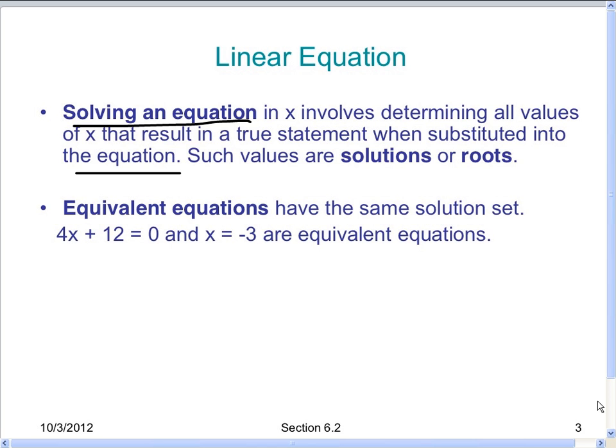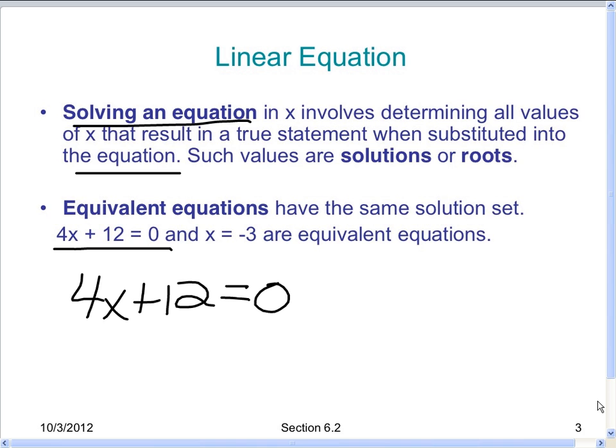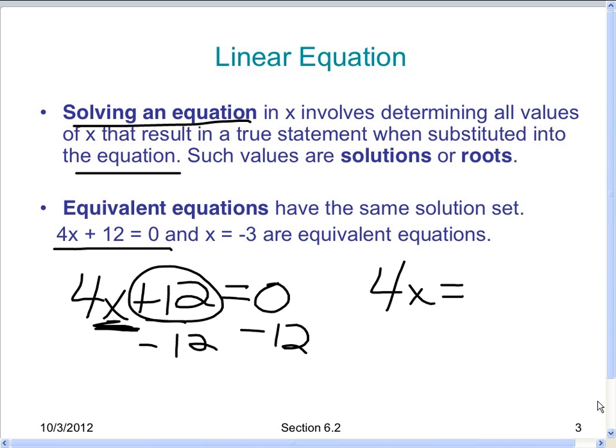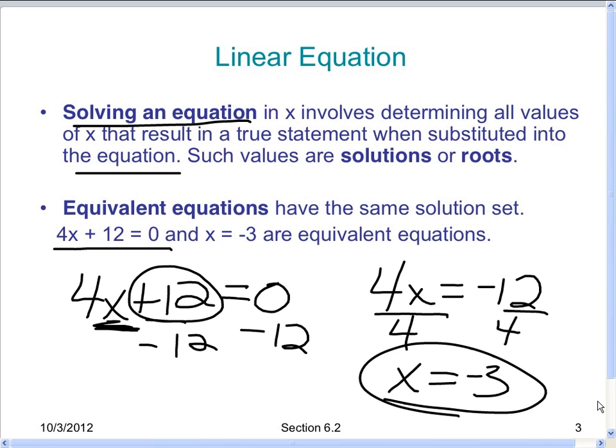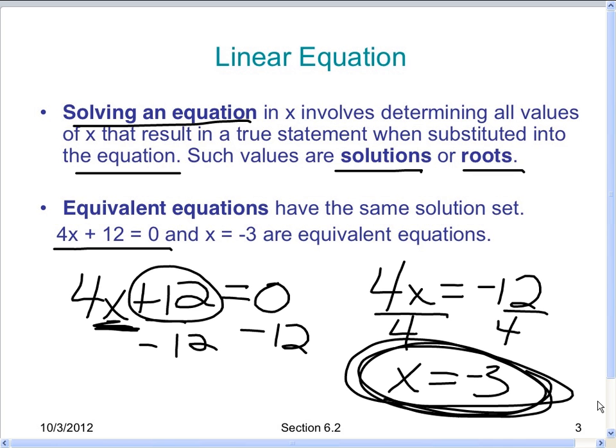It's no different. If, for example, I have 4x plus 12 equals 0, and I want to solve it, that means get the x by itself. So I have to do opposite operations. If this is an add 12, I have to subtract 12. This is 4 times x, so opposite of times is divide by 4, and you get x equals -3. I have solved that equation. This -3 is called a solution. It's also called a root. Two different words for the same thing.